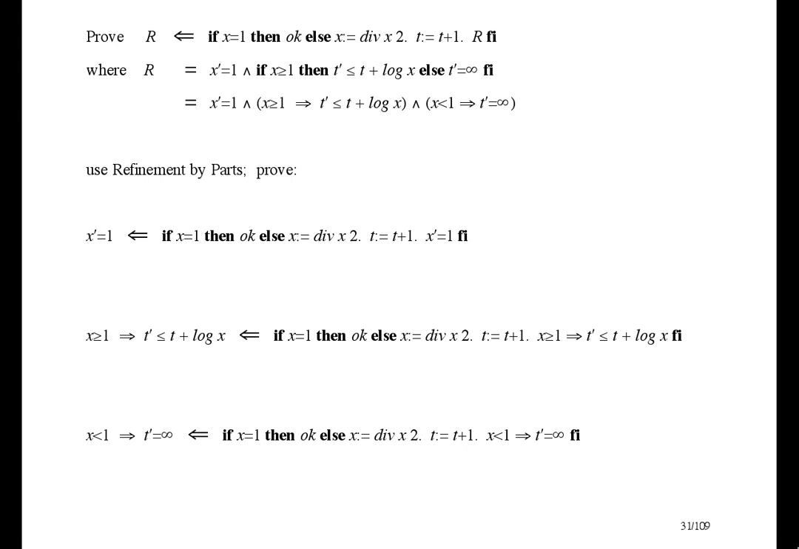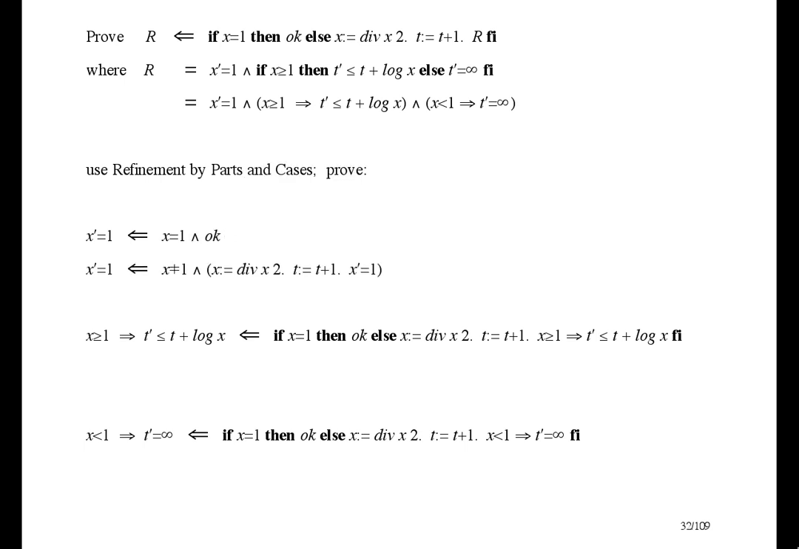Now, each of these refinements is an if-then-else phi, so it can be proven by cases, if you remember the law of refinement by cases. The first case is x equals 1 and OK. And the other case is x is not equal to 1 and the else part. So the first refinement becomes these 2 cases.